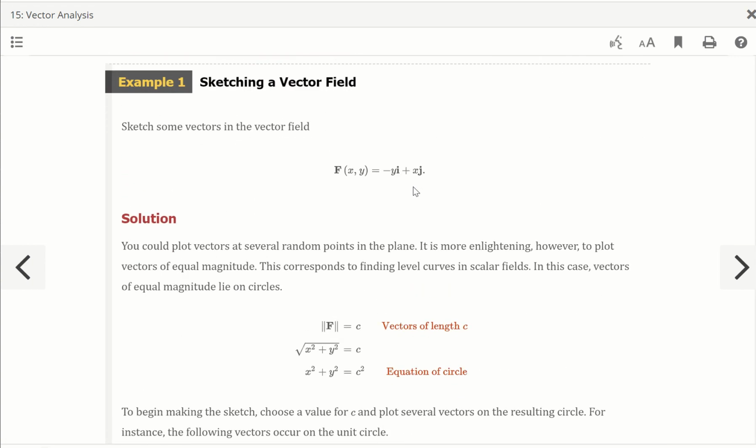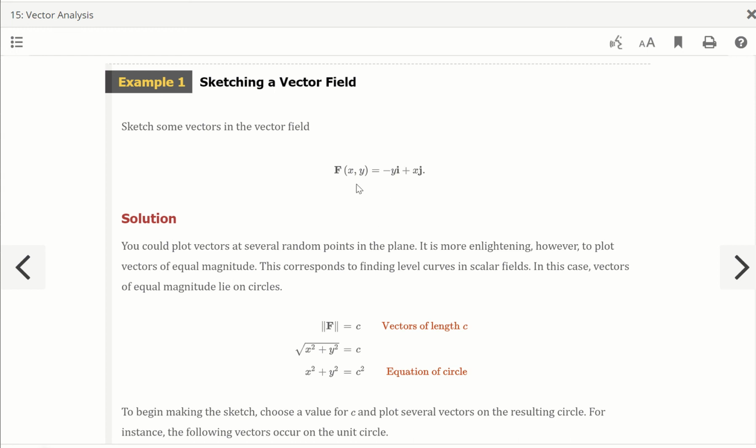Let's get some practice here sketching a vector field. We have the vector-valued function f of x, y, which produces the vector field negative y i plus x j. We could randomly plot a bunch of x and y points, plug them in, get some vectors and graph them from there. But oftentimes what's helpful is to do them in batches by plotting some points and some vectors that have a constant magnitude.